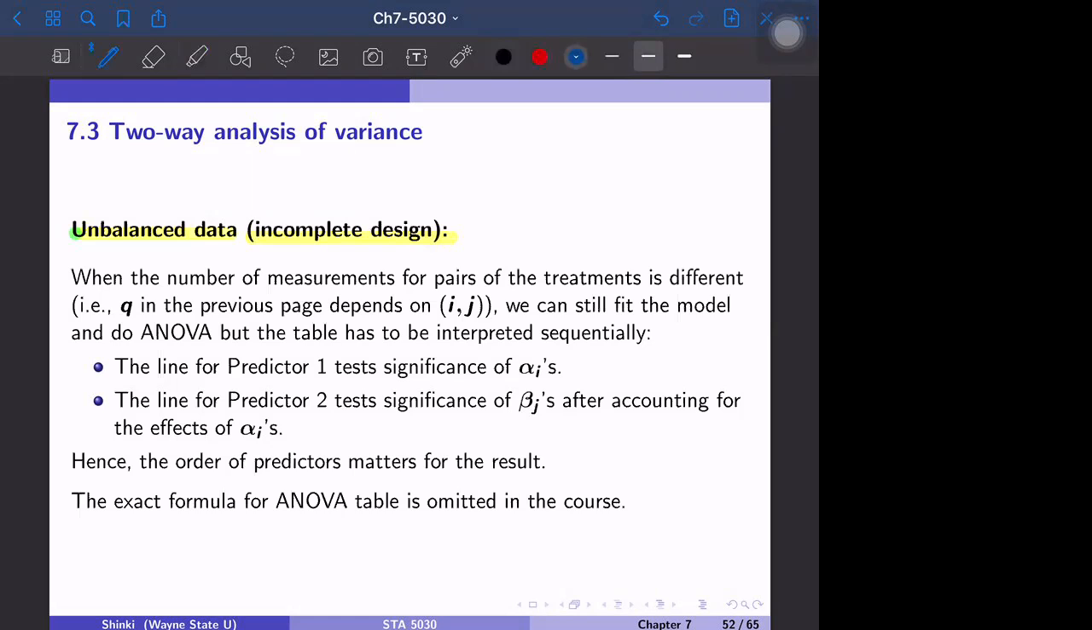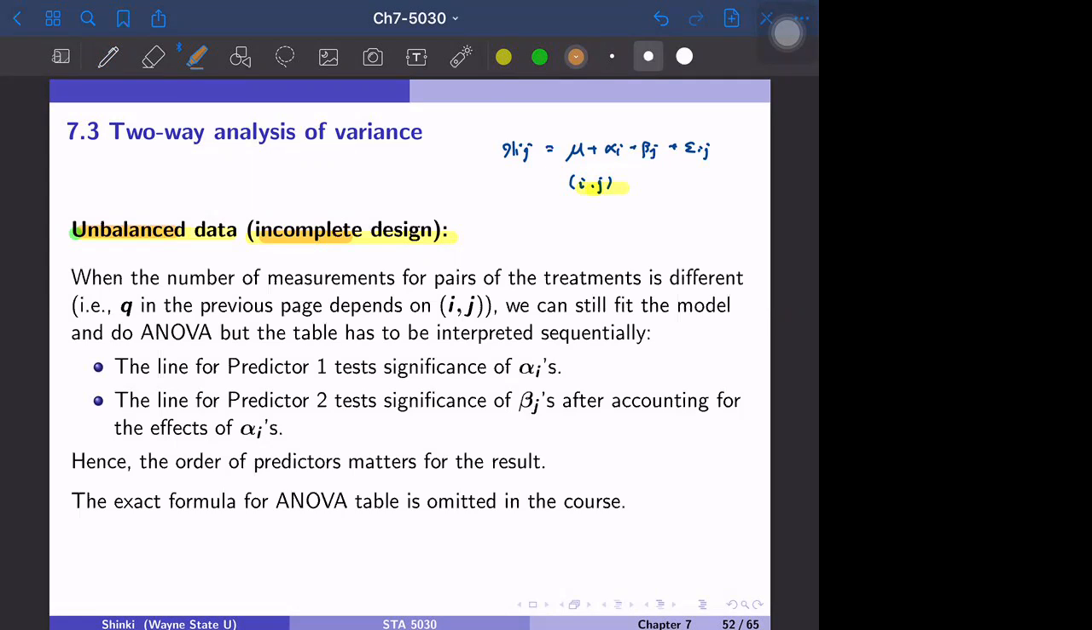Previously we have x_ij equal to mu plus alpha_i plus beta_j plus epsilon_ij, and we assumed that there is only one observation for each pair ij. But here we don't assume that. We may have multiple observations, but sometimes we don't have any observations for a pair. If some pairs are missing, we say that is incomplete. And if the number of observations for the pair ij is different, then we say unbalanced. So maybe I would say unbalanced incomplete design.